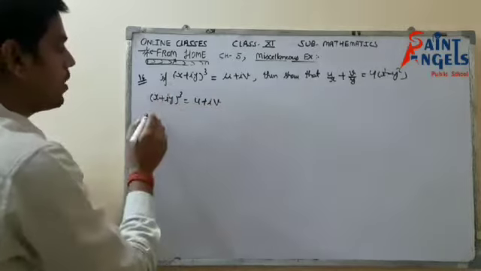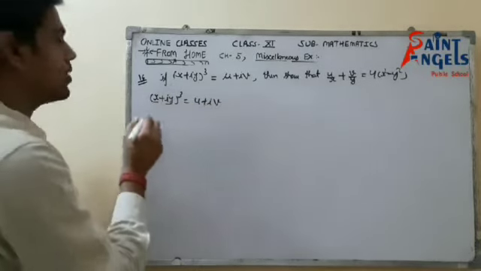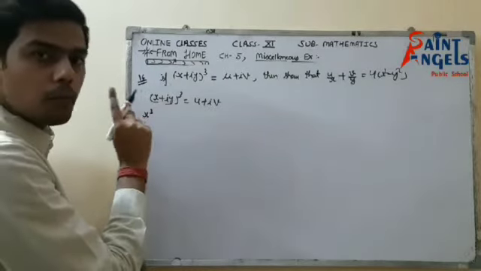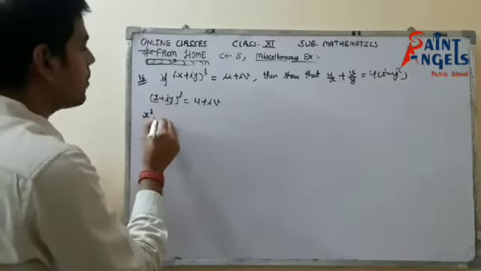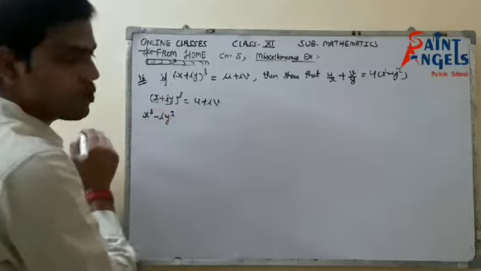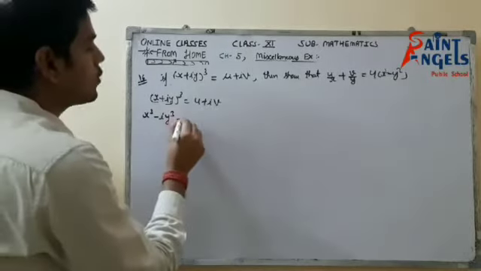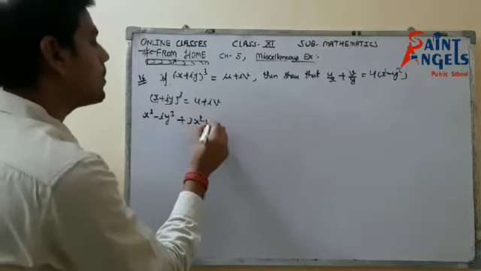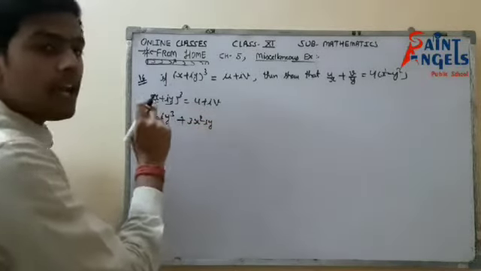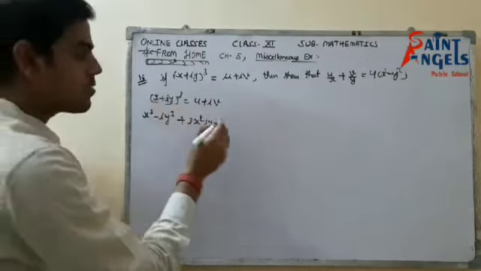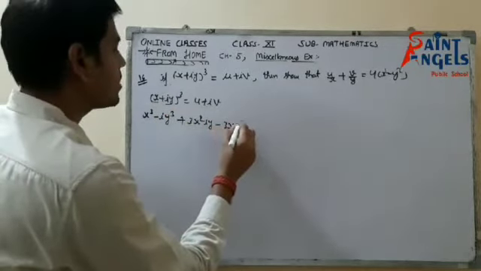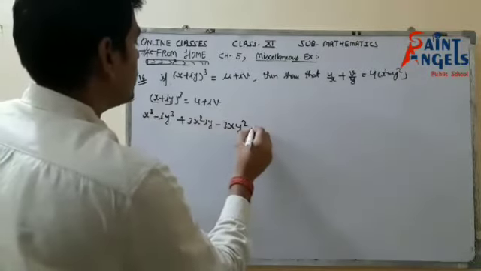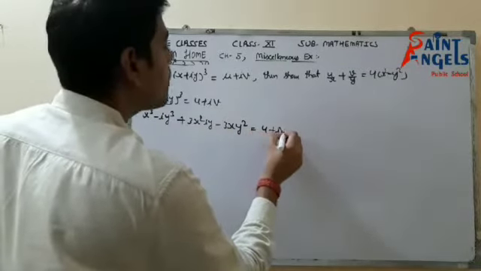Now open this formula. It's (a + b) whole cube, so it means a cube plus b cube, and i cube is minus i, so it would be minus iota y cube. Now 3a square b, and now 3ab square. So i square would be minus 1, so minus 3x, and that would be y square, is equal to u + iota v.